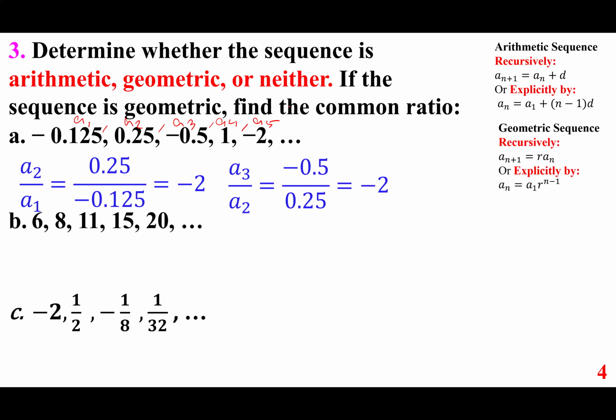We get the same answer. To be honest with you, you really should check more, but that's good enough. They are the same. That represents a geometric sequence with r being negative 2. That's the meaning of this.